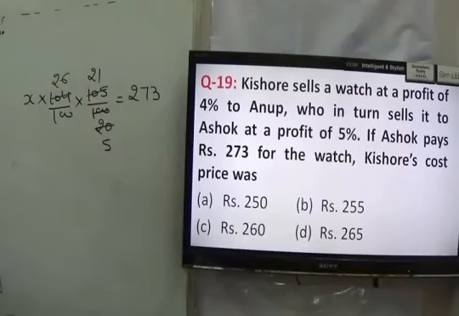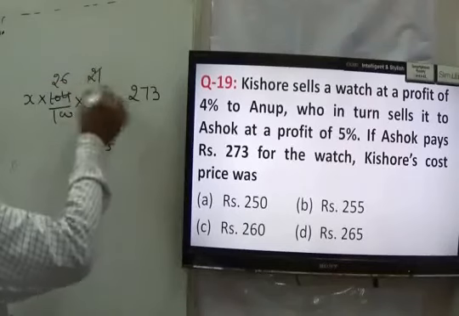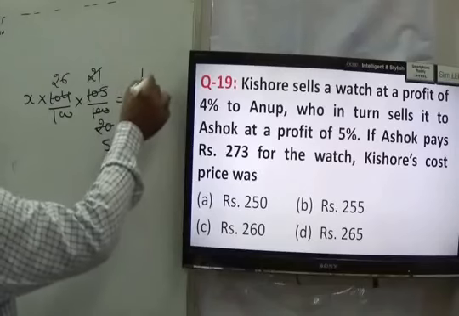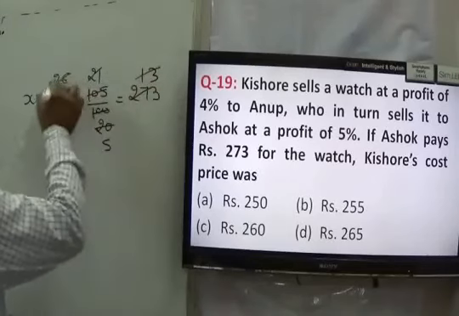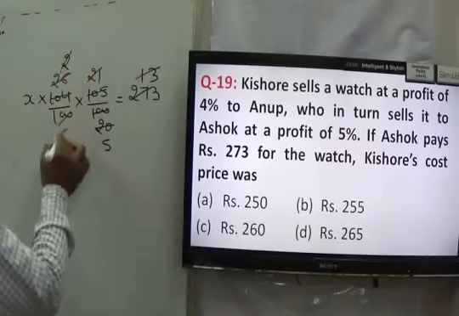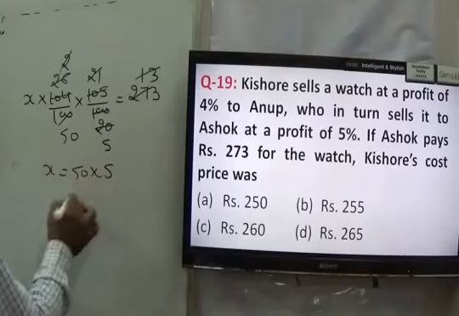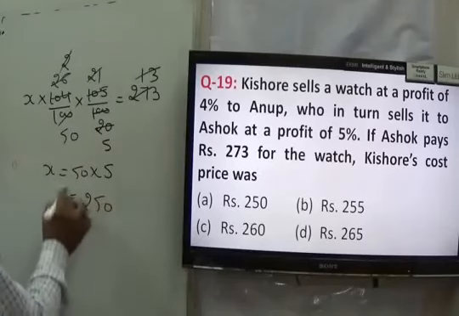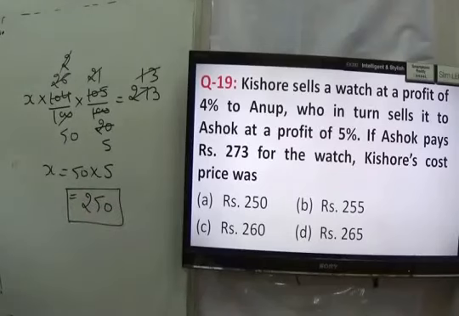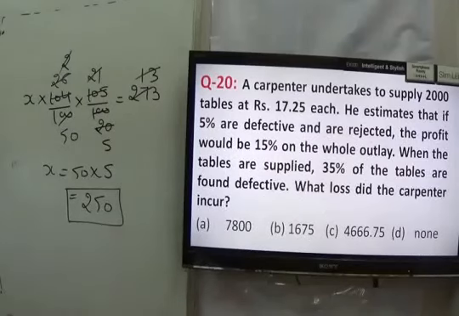Right? Now further I just try to divide it, 21 1 and it would be 63, 21 3. 13 will go on 2, 2 will go on 50. So if I solve it, I will get X equal to 50 into 5, that is 250. So here I can say that the cost price for Kishore is rupees 250 for the article. The answer is rupees 250. Your answer is A.